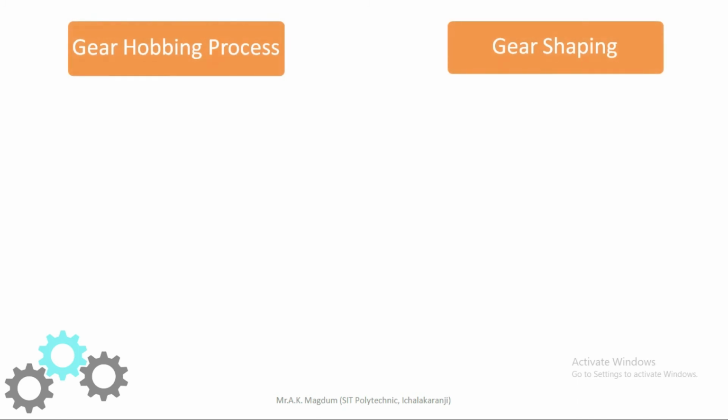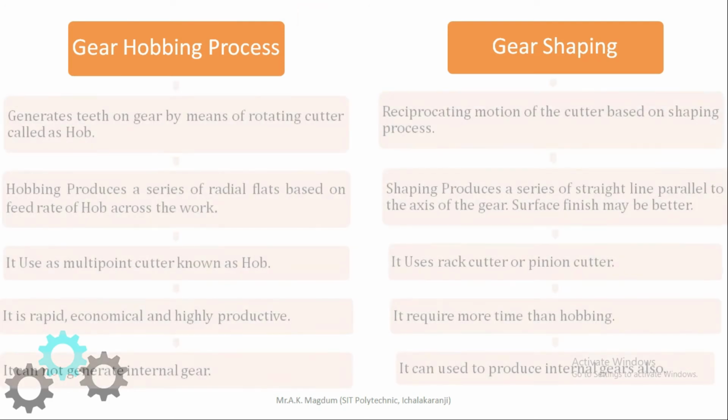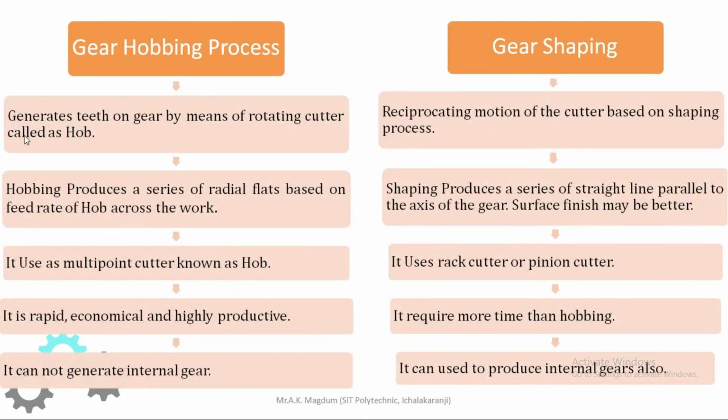Next important thing: what is the difference between the gear hobbing process and the gear shaping process? First, how each generates teeth on the gear. The gear hobbing process generates teeth by means of a rotating cutter called a hob. We already discussed that part in a previous lecture. A continuously rotating hob comes into contact with the gear blank, and we can easily produce the gear profile over the gear blank surface.